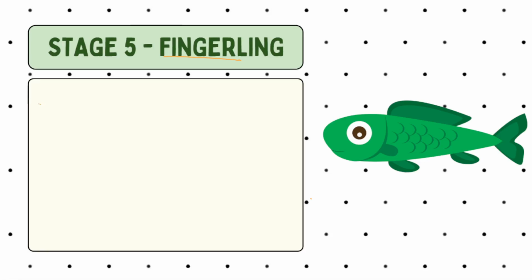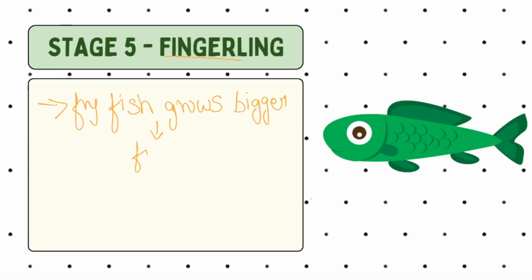The fry has grown bigger and forms a fingerling. Fry fish grows bigger and forms, what does it form? Fingerling. And why is it called fingerling? Because it is compared with the size of a human finger. Okay, so the fish is in the size of a human finger.